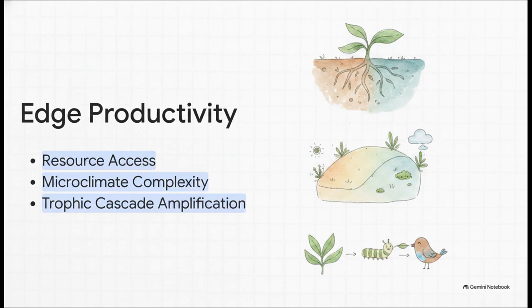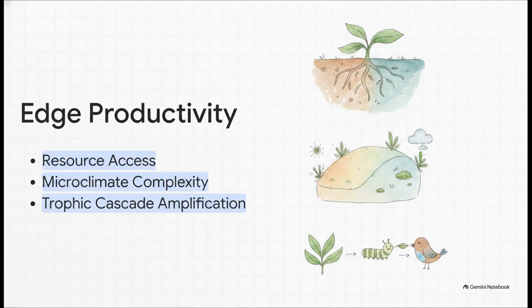First up, resource access. Organisms hanging out in the ecotone can pull nutrients and resources from both adjoining environments in one concentrated spot. Pretty smart, right? Second is microclimate complexity. The physical boundaries create these rapid gradients in moisture, temperature, and light, which generates an incredibly dense array of microniches. And third, we have trophic cascade amplification.